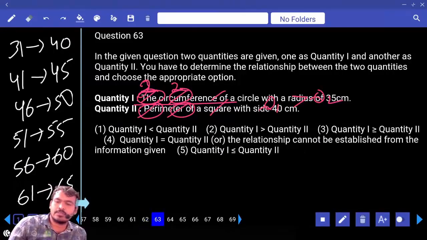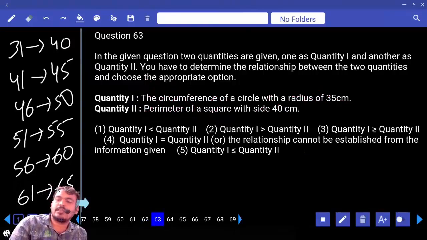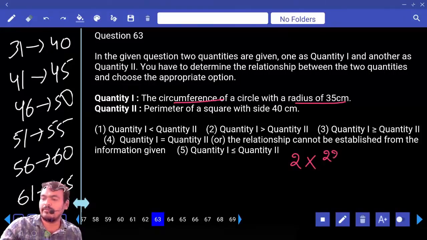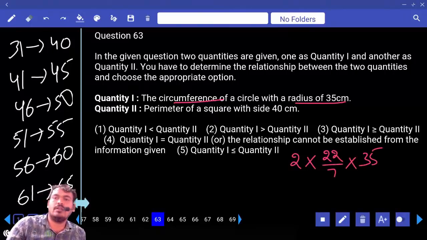Next, question number 63. Circumference of a circle with radius how much? 35. Second one, perimeter of a square with side how much? 40. Radius of the circle is how much? 35. But we require which one? Circumference. Circumference means we write 2 into 22 by 7 into 35. It is Q1.